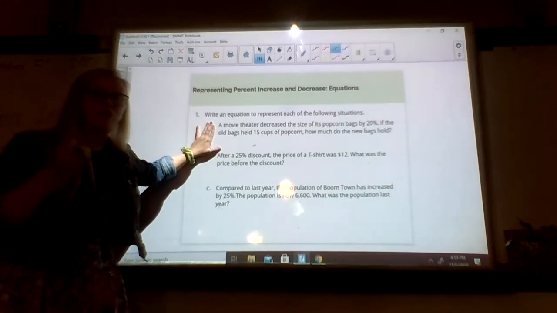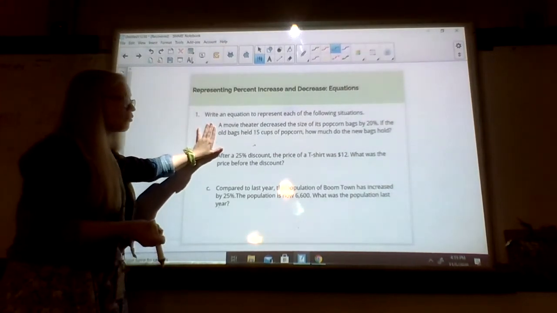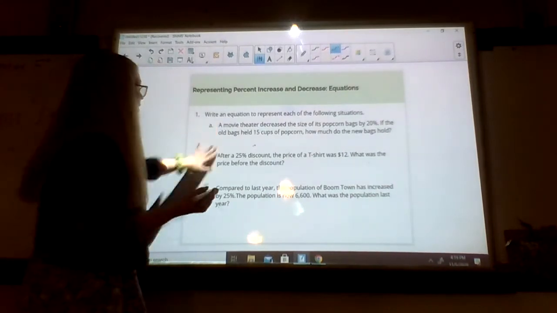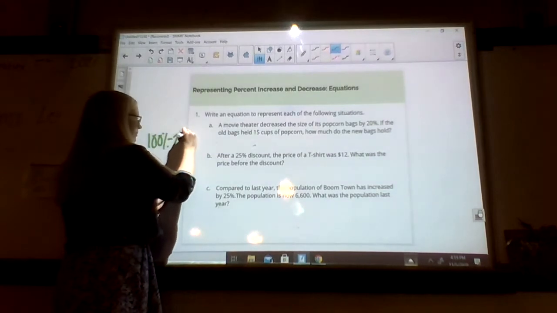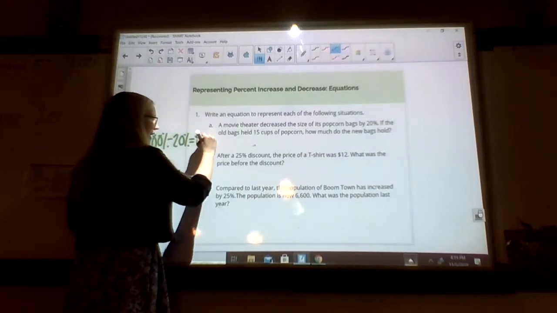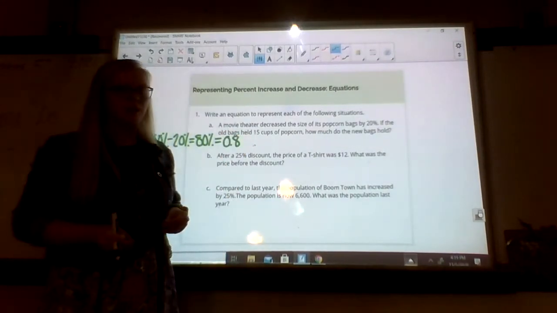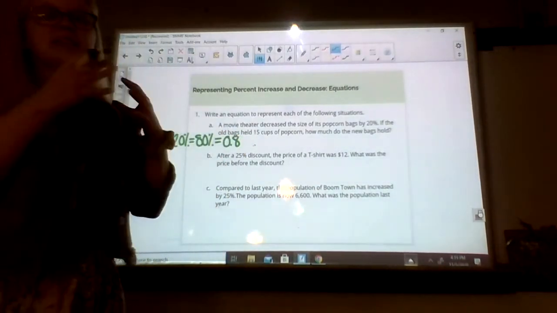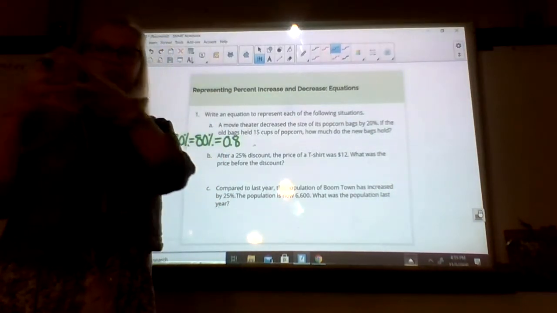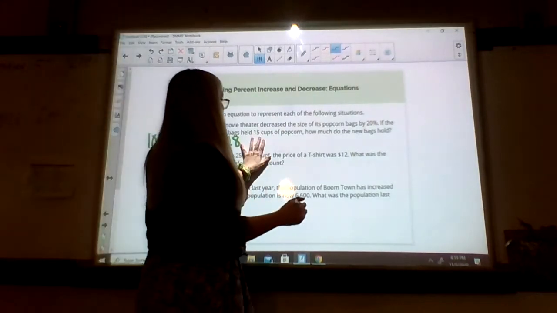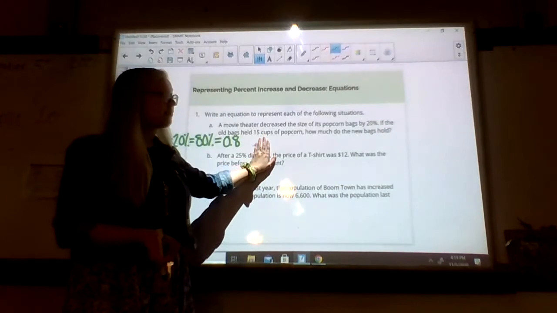So, a movie theater decreased. When you think of the word decrease, we need to subtract our percents. So we decrease the size of the popcorn bag by 20%. So this would be 100% minus 20%, giving me 80%. This as a decimal is 0.8. So I'm trying to find 0.8 times the initial amount of popcorn to get the new amount of popcorn. So our initial amount, the old bags, is 15 cups of popcorn.